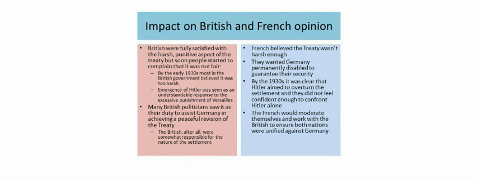The French, unsurprisingly, still saw the treaty as not harsh enough. Okay? They saw Germany as getting rich and wealthy again, and they had wanted, of course, Germany to be permanently disabled. And by the 1930s, it was clear that Hitler aimed to overturn the settlement, the Treaty of Versailles, and they did not feel confident enough to confront Hitler alone. So the fear of Nazi Germany would force the French to moderate themselves and work with the British to ensure that both nations were unified against Germany.